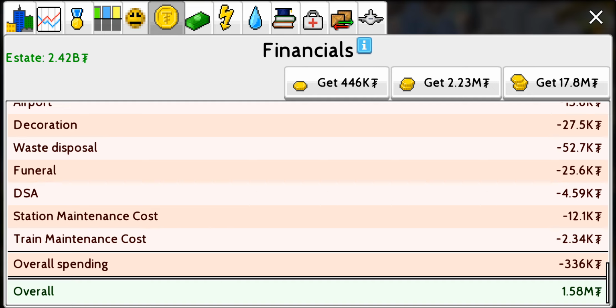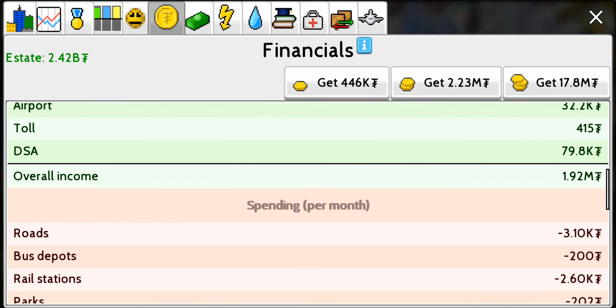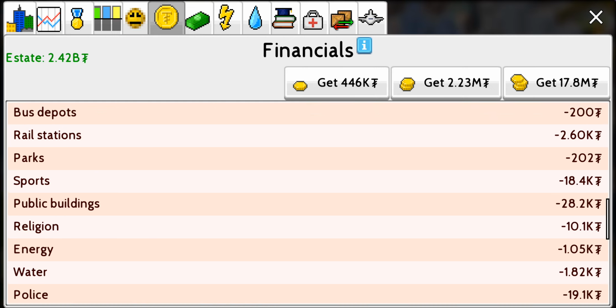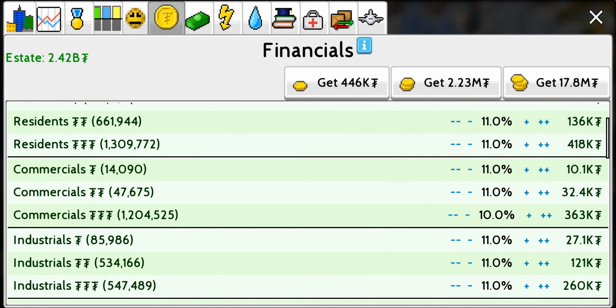Overall spending is at 336k Theo Taiwanese dollars, which is really less compared to the overall income, which I don't think is realistic for a real government. They should spend more than that. The overall income when the spendings are deducted is 1.58 million Taiwanese dollars. So that's all about the economy and the taxation.